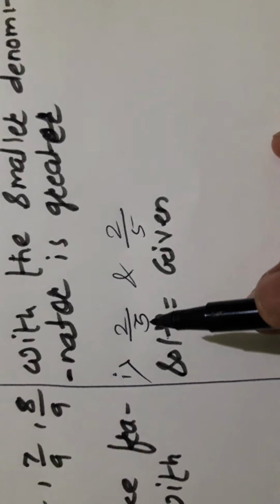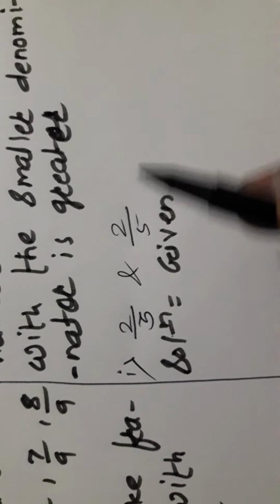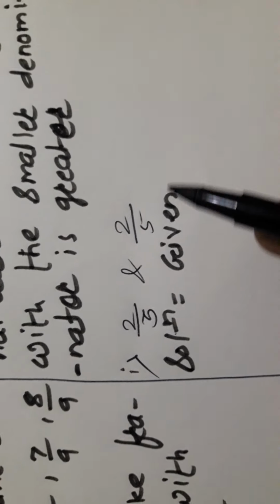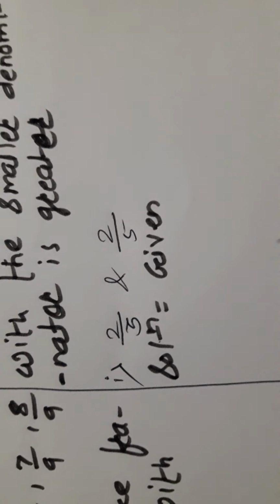Here we have to first of all select. See the denominator. If denominators are different, it means unlike fractions. If denominators are same, it means like fractions. If like fractions are there, then how to compare? I told you before that. Now I am telling about the unlike fractions.